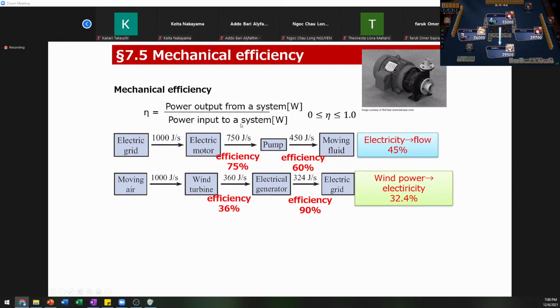So that's why increasing the efficiency is really, really key to be studied. If you can increase the efficiency by 10%, you can be rich.